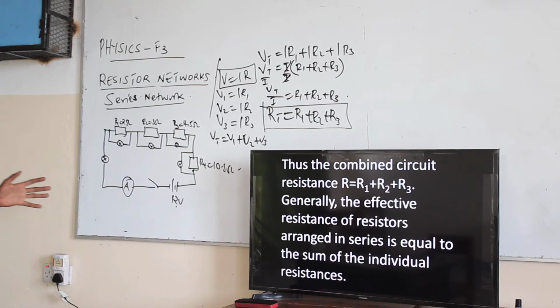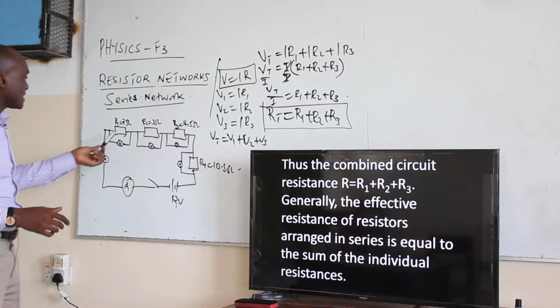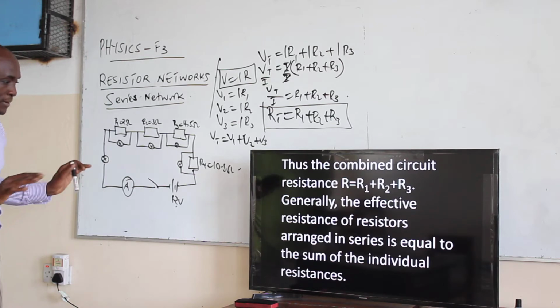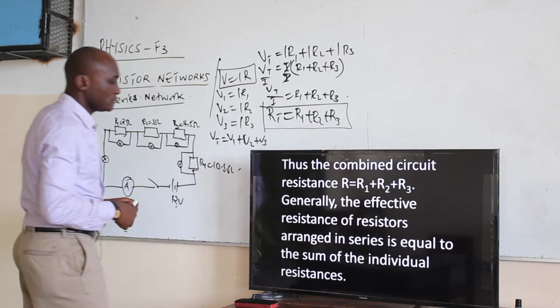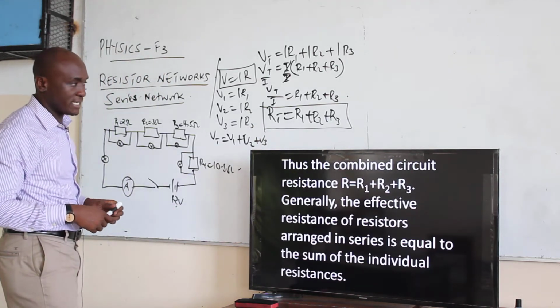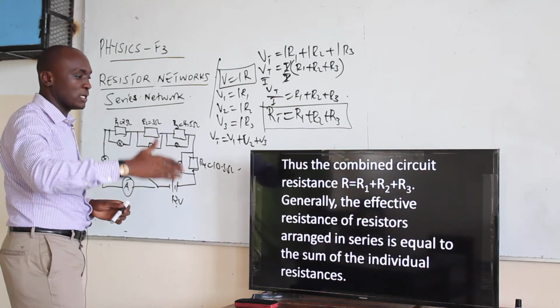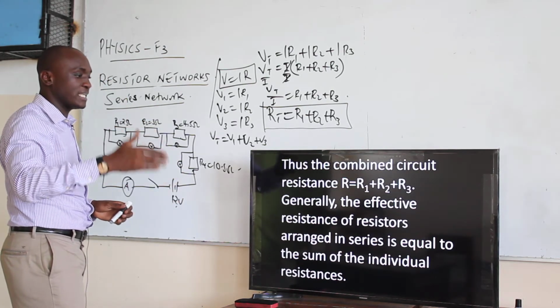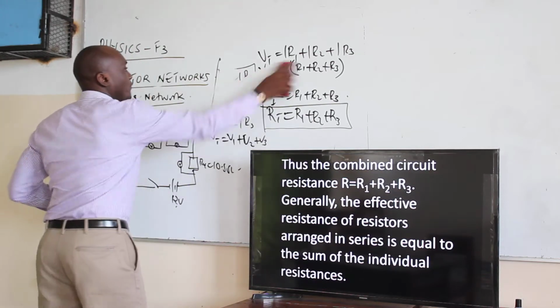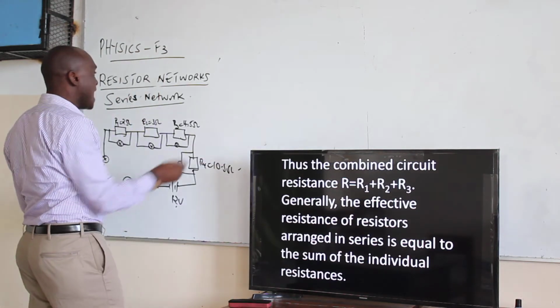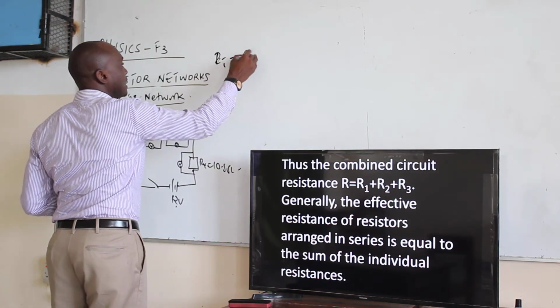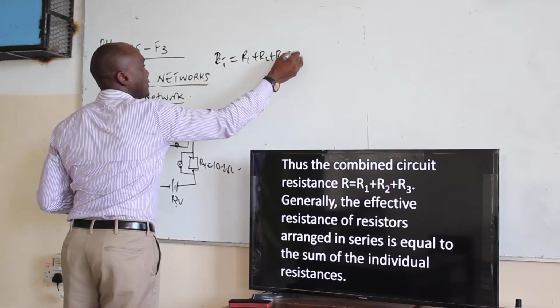Now, somebody says, can you calculate the total resistance in this particular circuit? Very simple. When you look at the circuit, the resistors R1, R2, R3, R4, all of them have been arranged in series. We know very well that when resistors are arranged in series, you simply add the individual resistances to give the summation. So for the total resistance, R total shall be R1 plus R2 plus R3 plus R4.